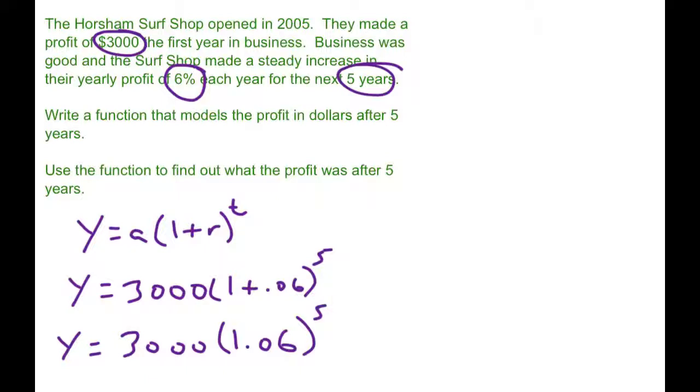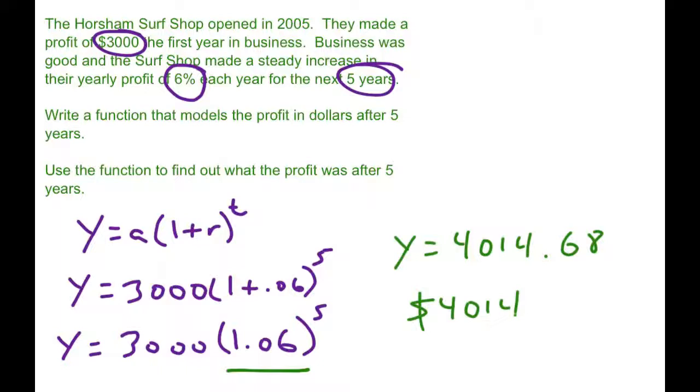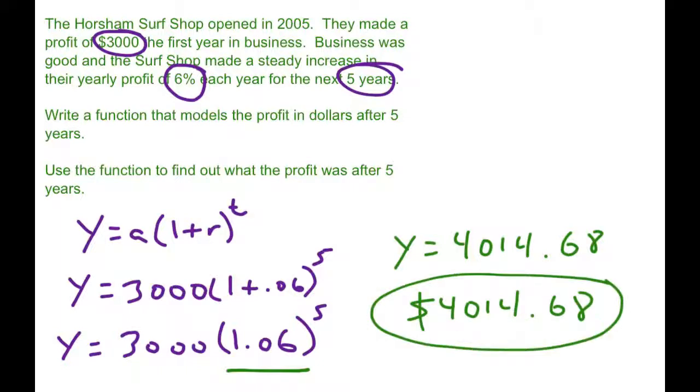All right, so now I want to use this and find out what the profit was after 5 years. So I would first do 1.06 to the 5th power. We would then multiply that by 3,000, and then my answer ends up to be 4,014.68. I round that to the hundredths place because we're talking about money. So my profit after 5 years is $4,014.68, which seems to make sense because it should be increasing. It's a growth. It started at $3,000 the first year and went up each year, and now it's up to over $4,000 in the 5th year.